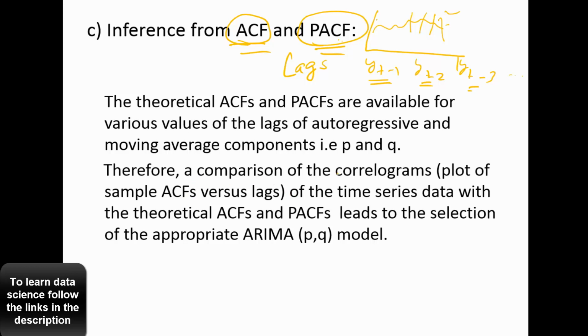To know that, we plot what is known as a correlogram. A correlogram is nothing but the plot of the ACF function with respect to the lags. By looking at the ACF and PACF with respect to the lags, we select the P and Q values in ARMA: the P value in AR, the Q value in MA. In ARMA we have two parameters, the AR and MA parameters, P and Q.